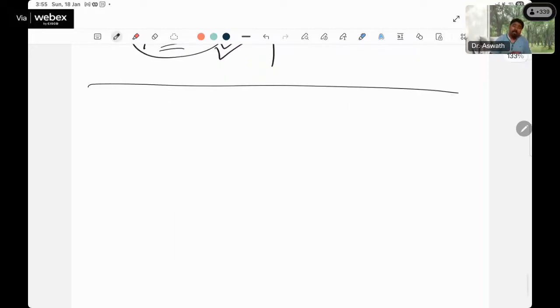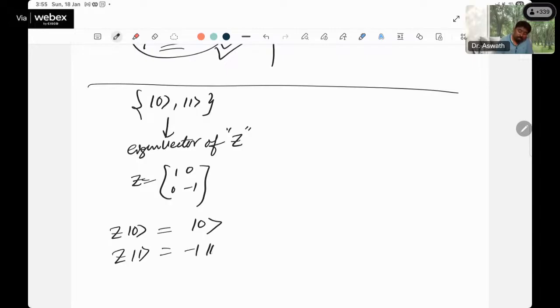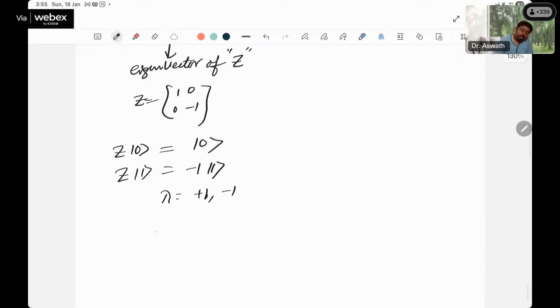For example, 0 ket and 1 ket are the eigenvectors of the Z matrix. What is the Z matrix? Just now I told you. Z is [1 0; 0 -1], and it has eigenvectors 0 and 1, which means the corresponding eigenvalues are plus 1 and minus 1. Eigenvectors are 0 ket and 1 ket.